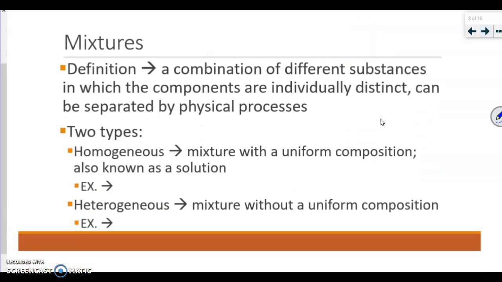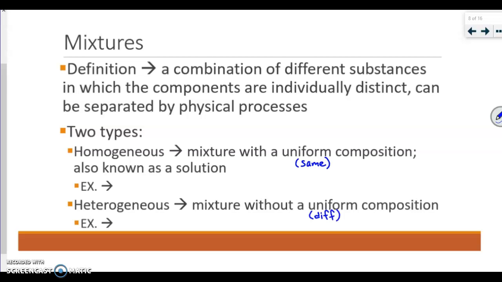Okay, let's talk a little bit about mixtures and how to separate mixtures. Mixtures are defined as a combination of different substances in which the components are individually distinct, which means they can be separated by physical processes. There are 2 types, homogeneous and heterogeneous. Homogeneous is a mixture that is uniform, so it looks the same. Okay, it's also called a solution. And heterogeneous is a mixture without a uniform composition, so it's going to look different.